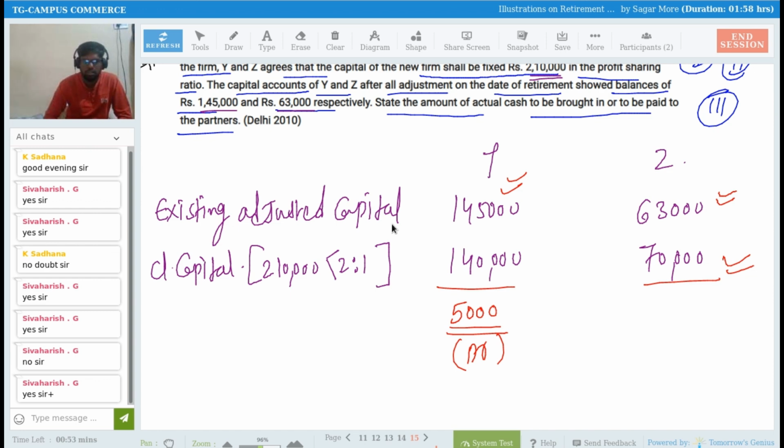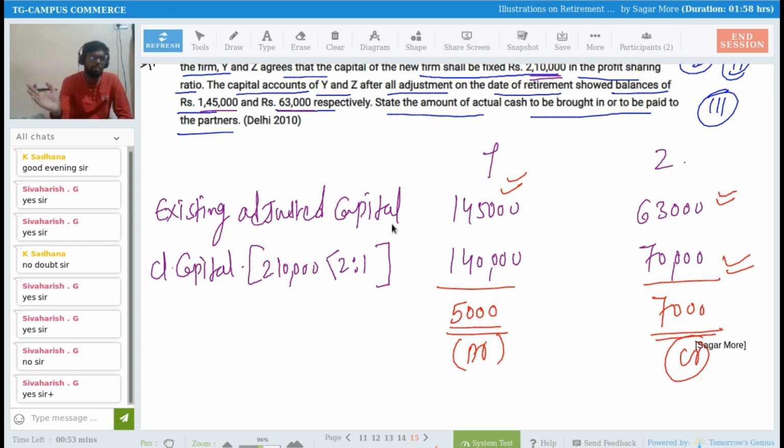So what do we have to do? Credit. Yes. 70,000 has to be there. So Z needs to contribute 7,000 rupees into the business. So the entry for contribution is cash or bank account debit to Z's account. So Z's account we have to credit.